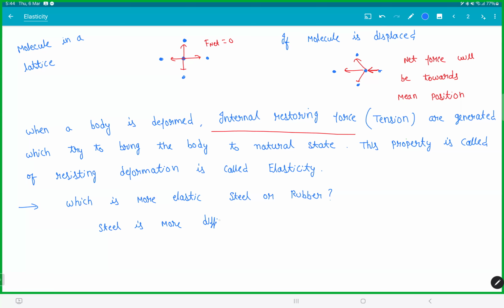There are different types of elasticity, so you just can't compare like that. You can say diamond is also elastic, but it'll break even before anything happens. So steel is more difficult to deform than rubber. Therefore, steel is more elastic. Yeah, generally you can say like that. Anything that is more difficult to deform is more elastic.